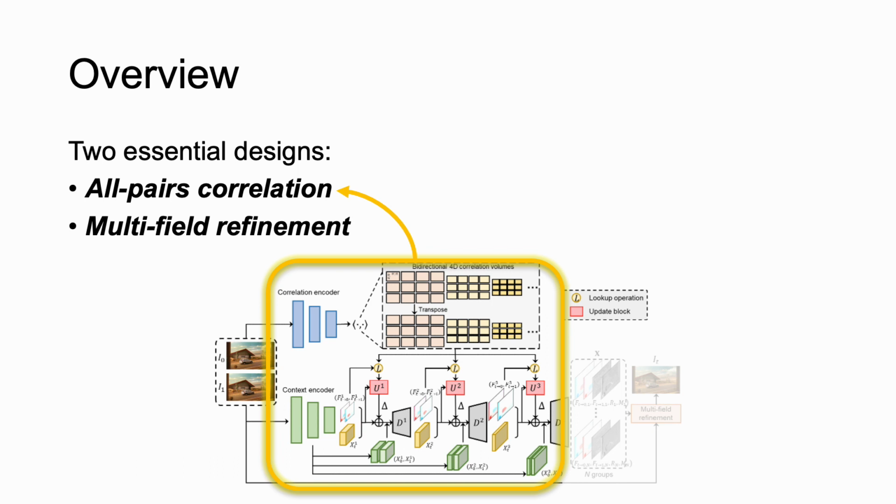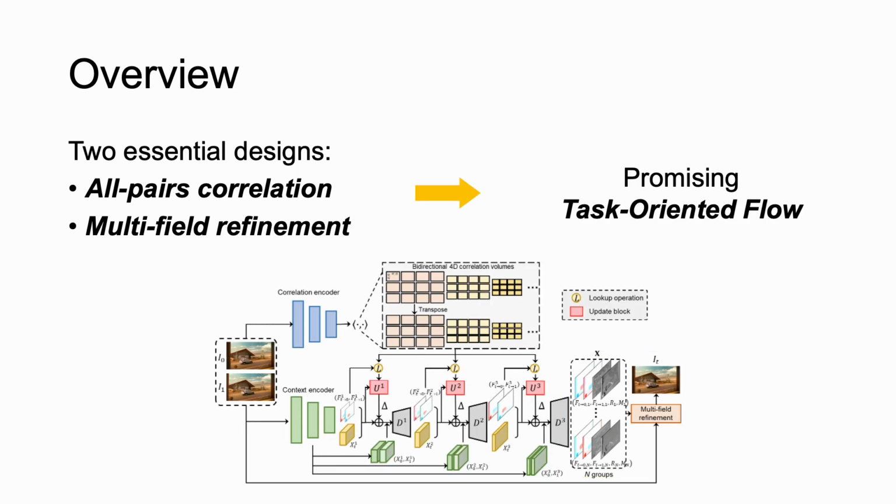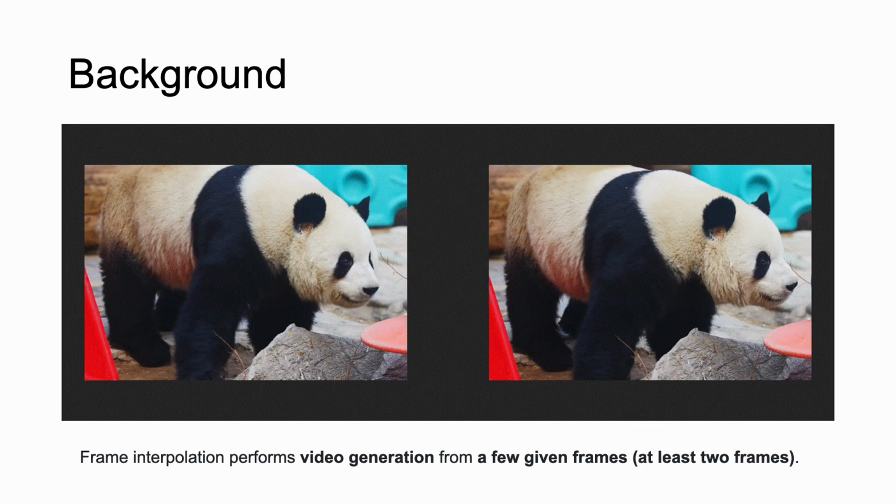The first is all-pairs correlation. The second is multi-field refinement. Combining these two designs enables us to generate promising task-oriented flows. Now we will review why promising task-oriented flows are important for frame interpolation tasks.